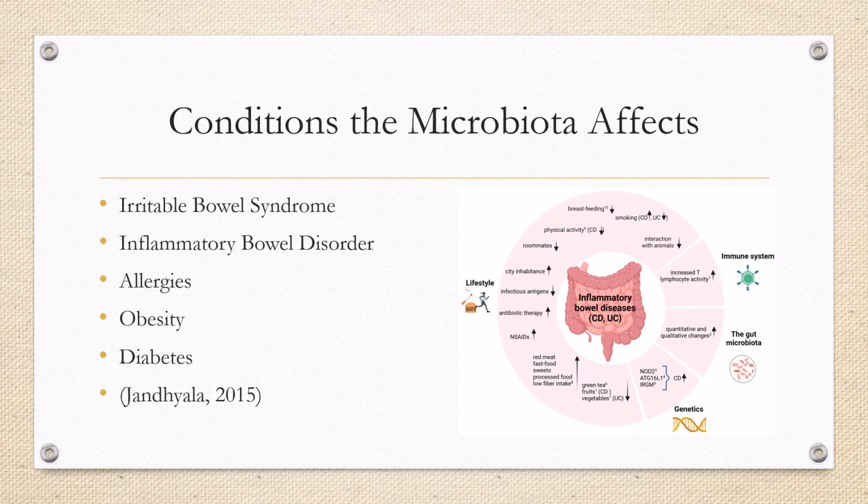These are just some conditions that are heavily affected and influenced by the flora of your gut. Irritable bowel syndrome, inflammatory bowel disorder. They can affect allergies. It can affect your BMI and cause obesity. Can also play a role in developing diabetes. This is just like a wheel of different factors that can contribute to inflammatory bowel disease, just to illustrate that the gut microbiota is possibly just as important as a lot of the other influences that can cause disorders and diseases.